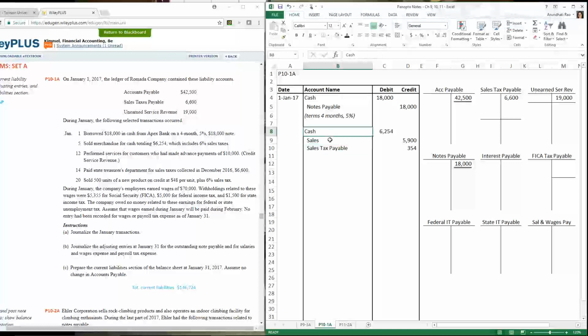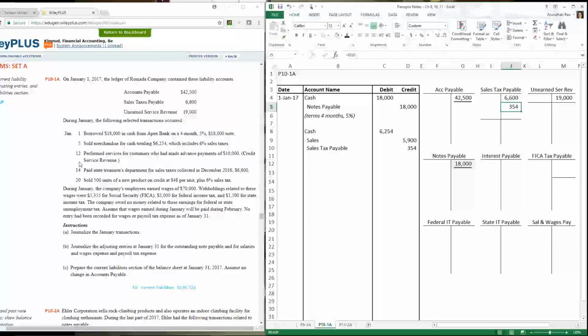So cash is mine to keep. 5,900 is sales, that's a revenue. Sales tax payable is a liability. So the sales tax payable, I'm going to put $354. I'm going to post that number.